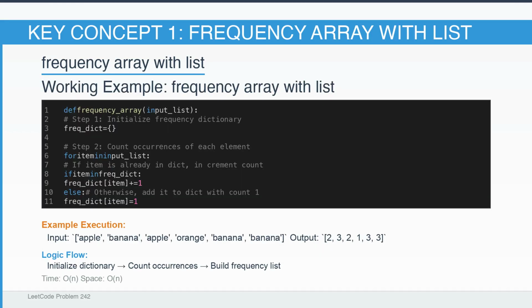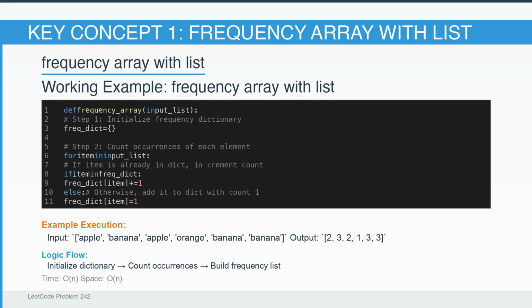In this example, we're creating a function called frequency array that counts how often each element appears in a list. The first step initializes an empty dictionary, freqdict, to store each unique item and its corresponding count. As we go through each item in the input list, we check if it already exists in our dictionary. If it does, we simply increment its count. If it doesn't, we add it to the dictionary with a count of 1.